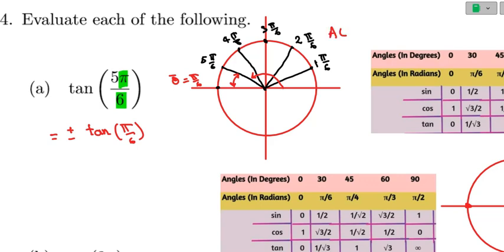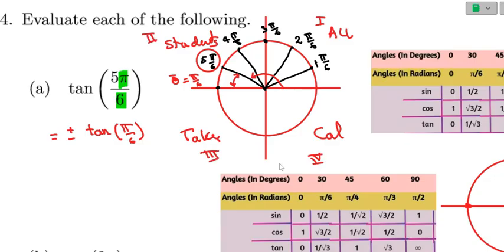Now, how to determine positive or negative? You use the fact: All Students Take Calculus. Since 5 pi over 6 is in the second quadrant, only the S, which is sine, is positive. This is the only function that is positive. Therefore, the tangent is a negative function, so we select the minus sign. This equals minus tangent of pi over 6.